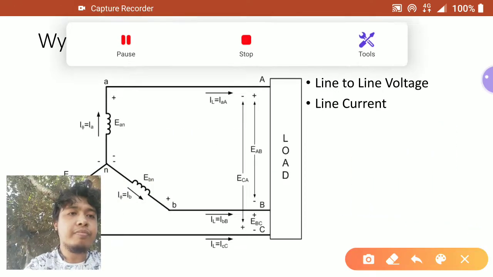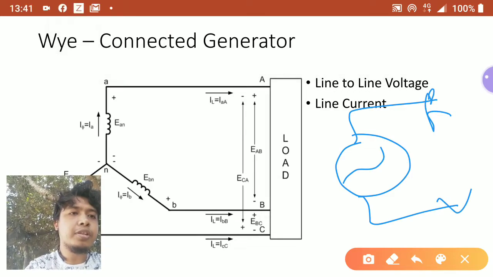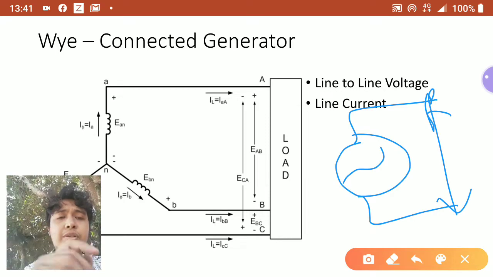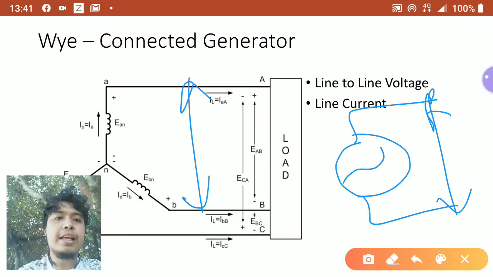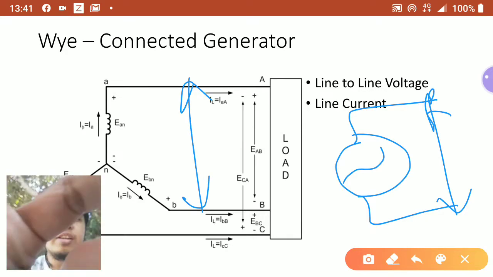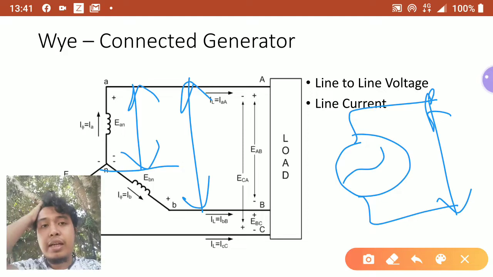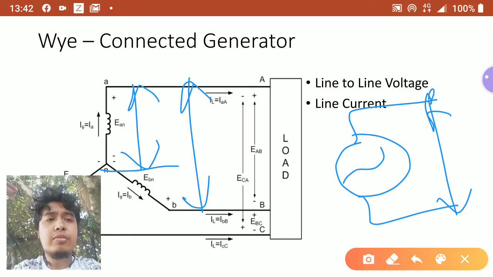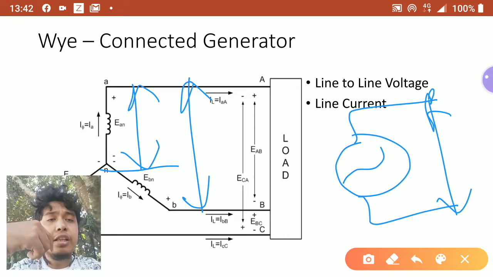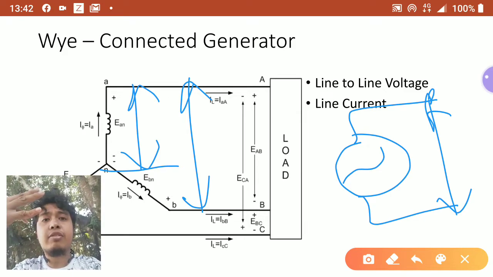But anyways, what I'm trying to say is that instead of just having your voltage from this point to this point, if you have a 3-phase generator, you actually have 2 types of voltages. One is the voltage between lines, that's called line to line voltage. The other one is the voltage between the line and the neutral, and that is called line to neutral or phase voltage. Your line to line voltage is measured from one line to another line. That means it's from line A to line B, line B to line C, line C to line A. So you have 3 line to line voltages.